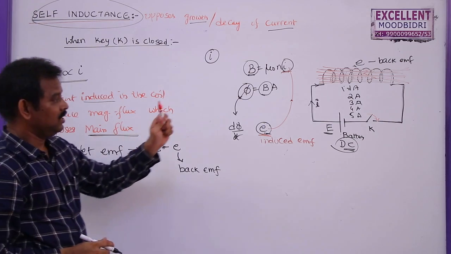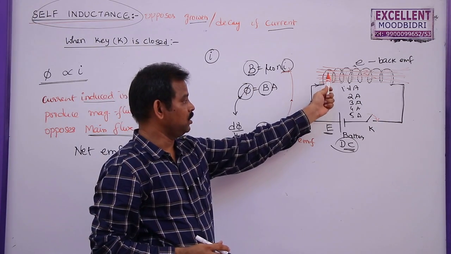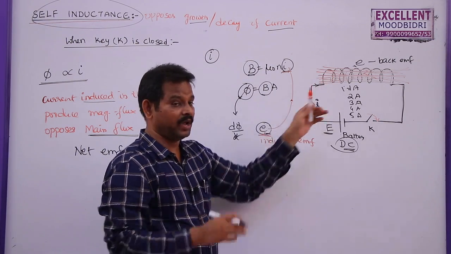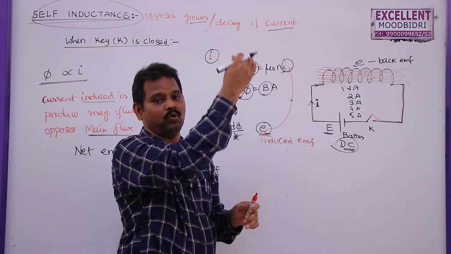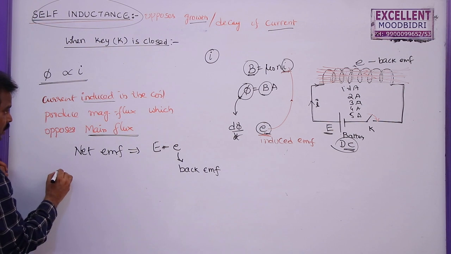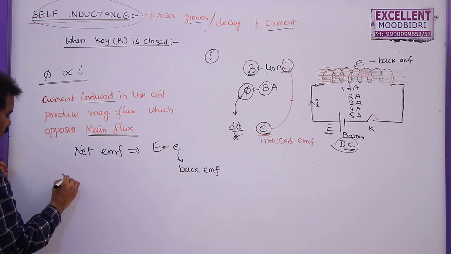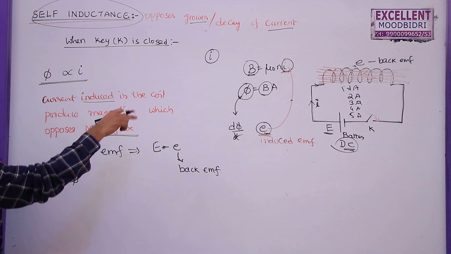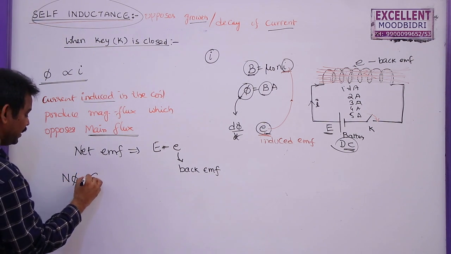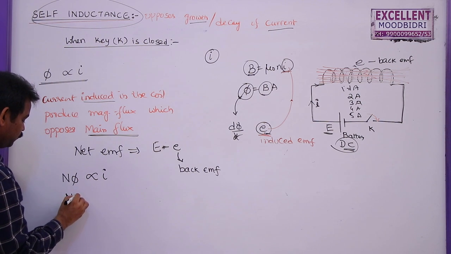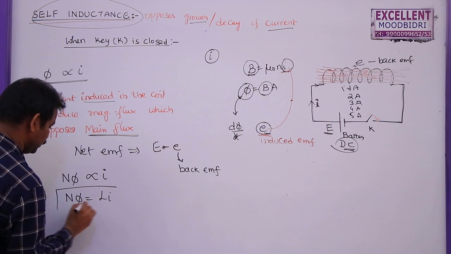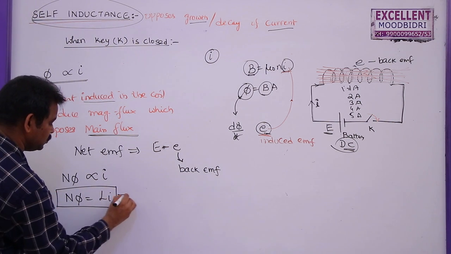Self-induction will delay the growth of current in the coil. So when the current is trying to grow, this self-induction of this coil, the property of this coil, will not allow the current to grow as required. Now here we can say the total flux linked with the coil is N phi, where N is the total number of turns in that coil, and phi is the flux with one turn, directly proportional to I. So N phi is equal to L i. This is the relation between flux and current here. So this is equation 1.